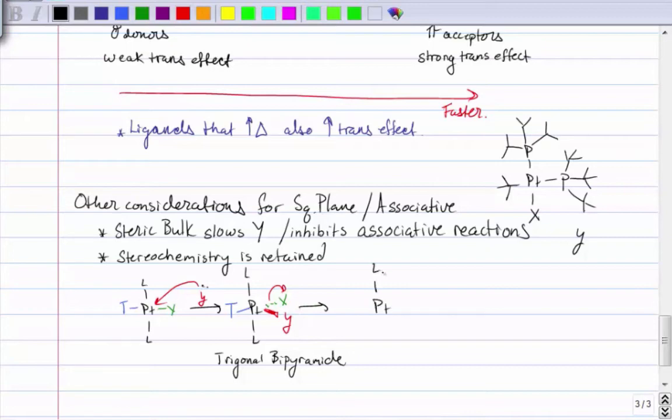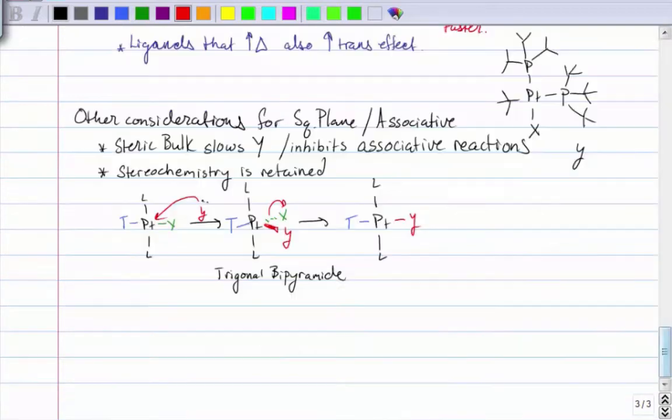Now this is the case most of the time, but not always. Do you remember us talking about the Berry pseudo-rotation? I just mentioned it and I told you to read about it in your textbook. The Berry pseudo-rotation is something that happens to trigonal bipyramidal geometries. Basically, and I'm going to draw this in pink, it's when one of these ligands, an axial ligand and an equatorial ligand, basically switch, they kind of just rotate.